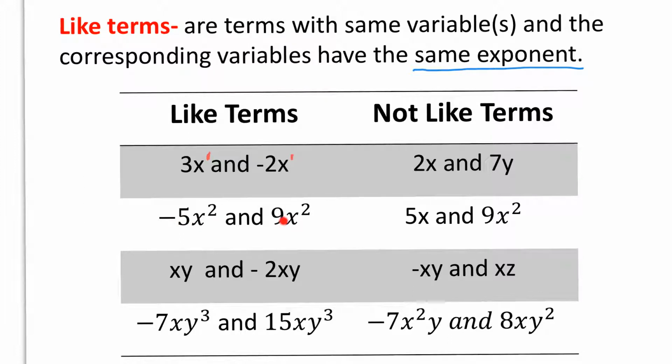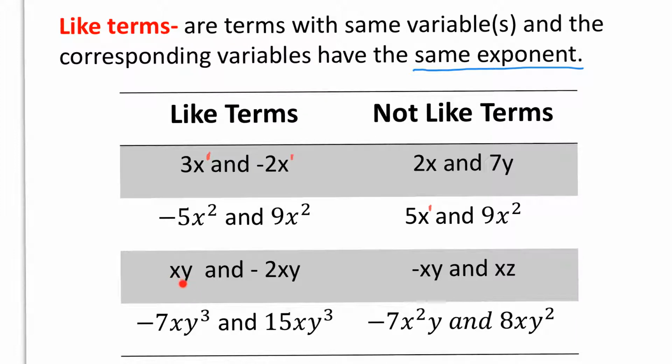They can be negative, positive, but the variables are the same, and they have the same exponent, which is a squared for the x's. Those two x's have the same exponent. Over here, well, very similar, but this x, remember, you don't see an exponent there, but it has an invisible 1 exponent for the x, the variable, and the x over here has an exponent of 2. So those are not like terms.